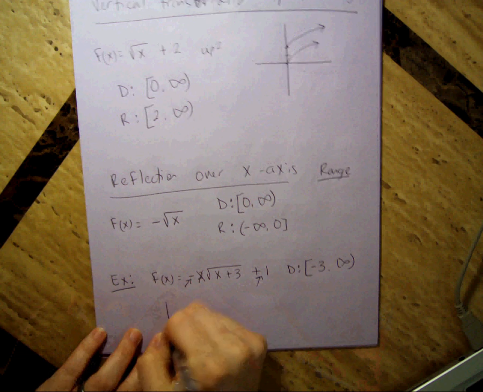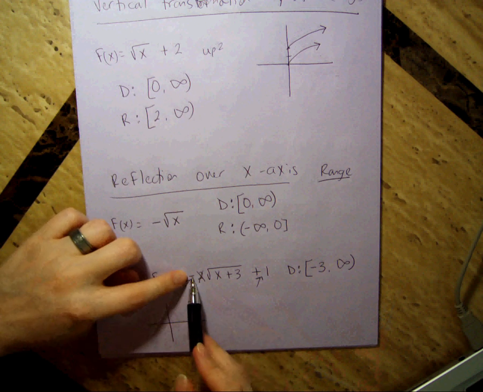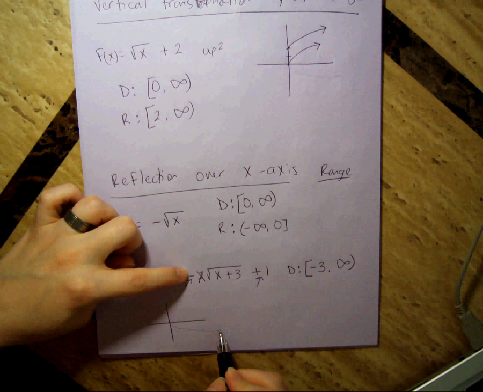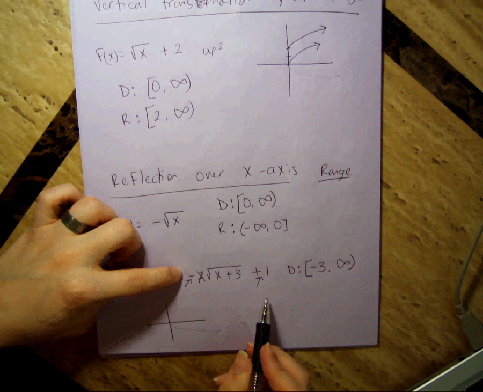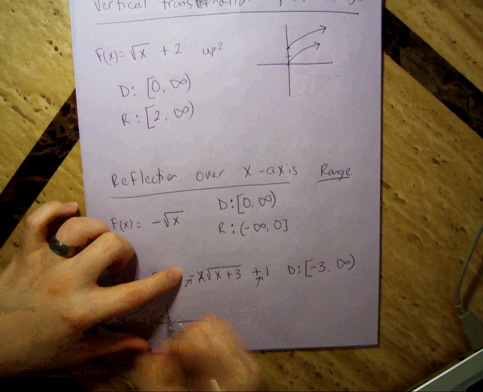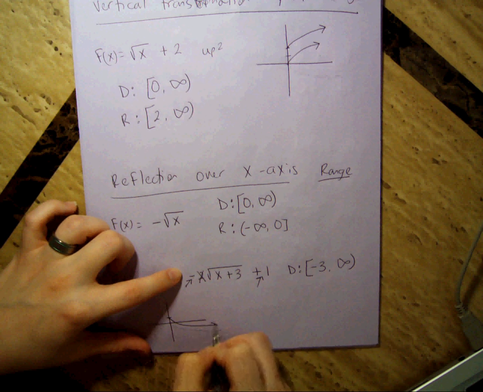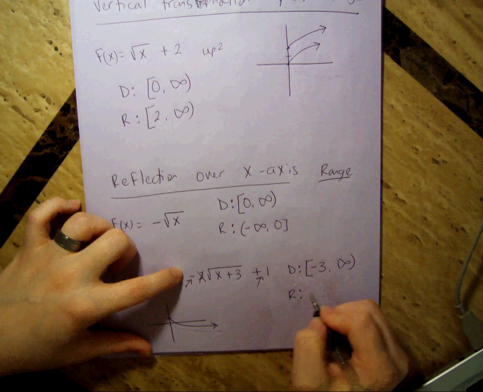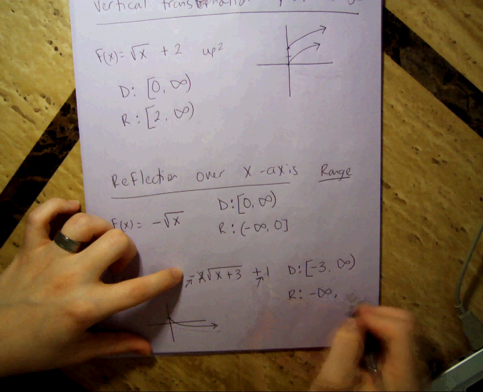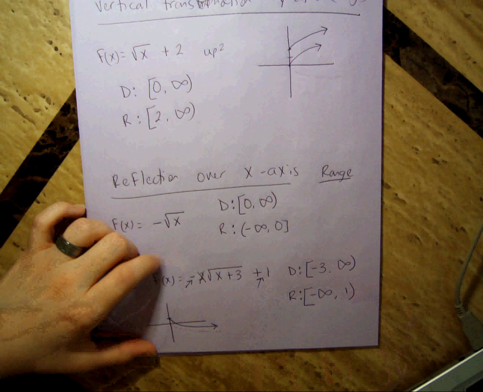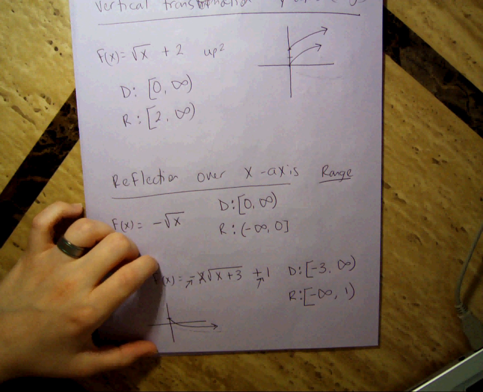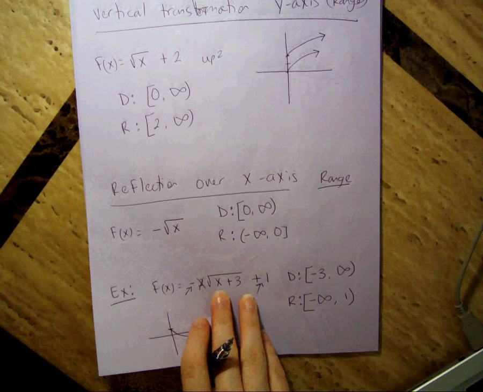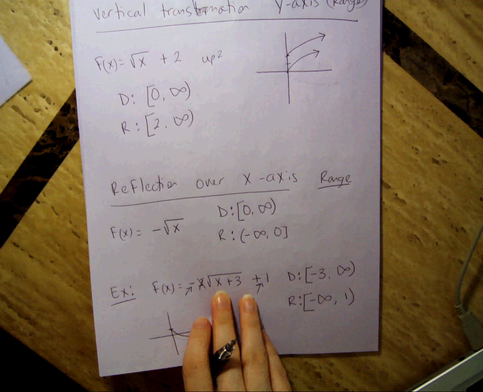So let's look at that graph real quick. This is going to flip it over, like that, and the plus 1 will bump it up 1. So we're going to go up 1, and now like this. And so my range is going to go from negative infinity up to positive 1. Good deal? All right. So that's how we find the domain and the range. Remember, the vertical stretch and compression isn't going to affect it at all.